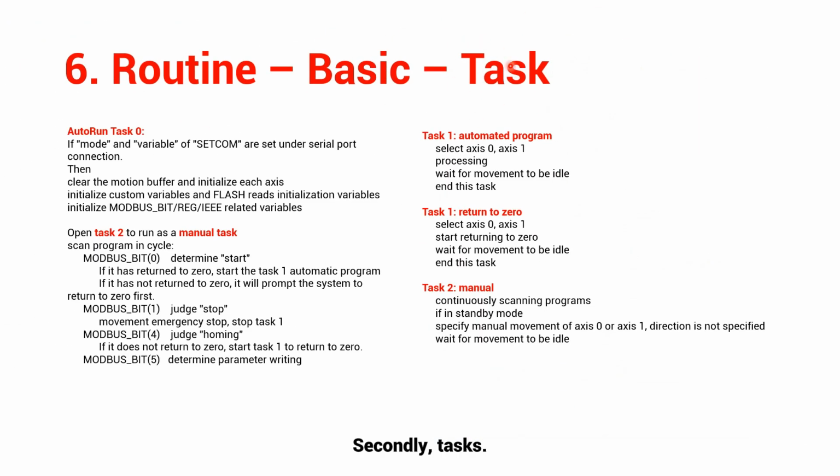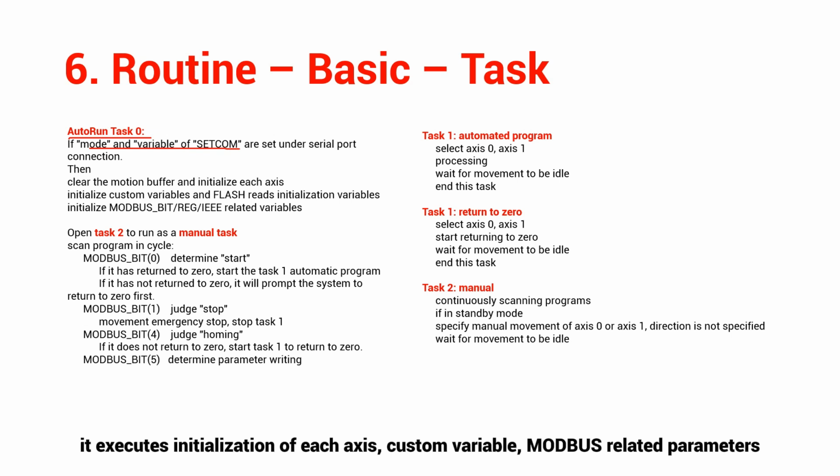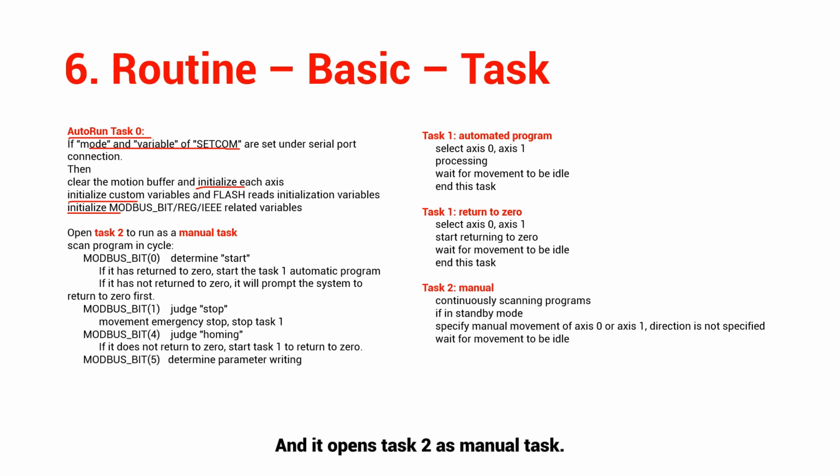Secondly, tasks. They are with different tasks. Auto run task 0 is the main task. It executes initialization of each access, custom variables, modb related parameters, and it opens task 2 as manual task. It can be seen it scans the program in cycles and judges whether each button is pressed. Corresponding program will be executed. It only can be run when access is idle. Task 1 can be automatic program or homing program. Execute from subprogram until end.